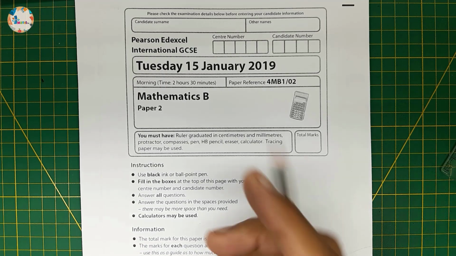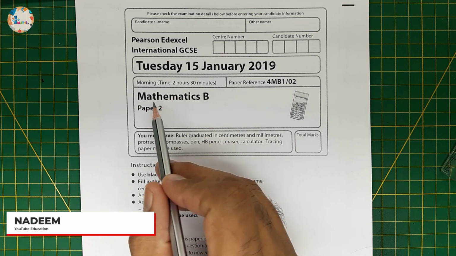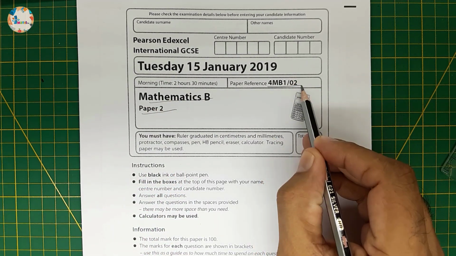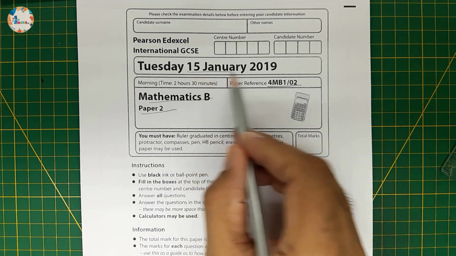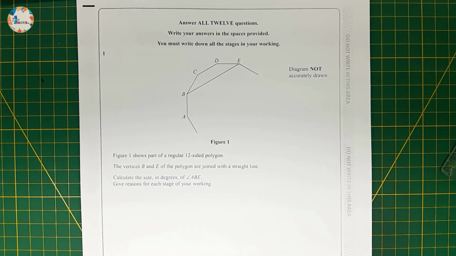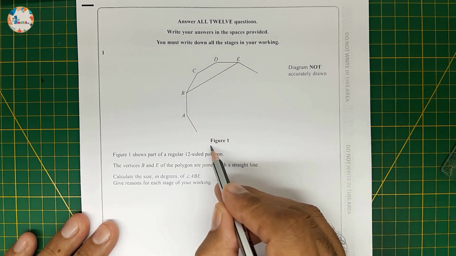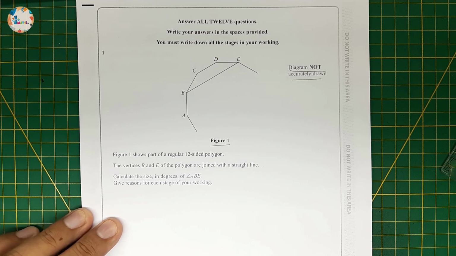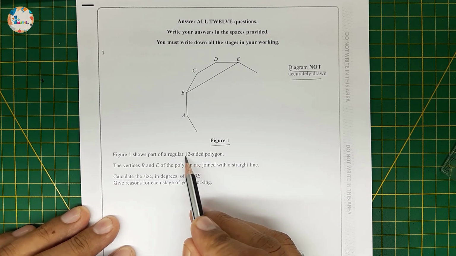Today we'll be going through Edexcel IGCSE Mathematics B Paper 2, 4MB1/02. This is the 15 Jan 2019 exam. So question number 1, figure 1 is provided, which is not accurately drawn. Figure 1 shows part of a regular 12-sided polygon.